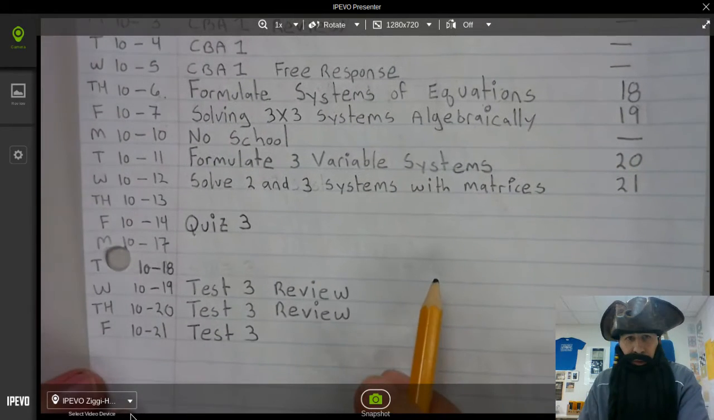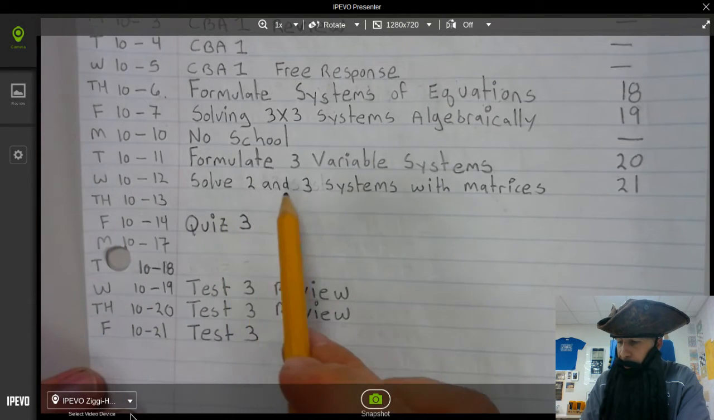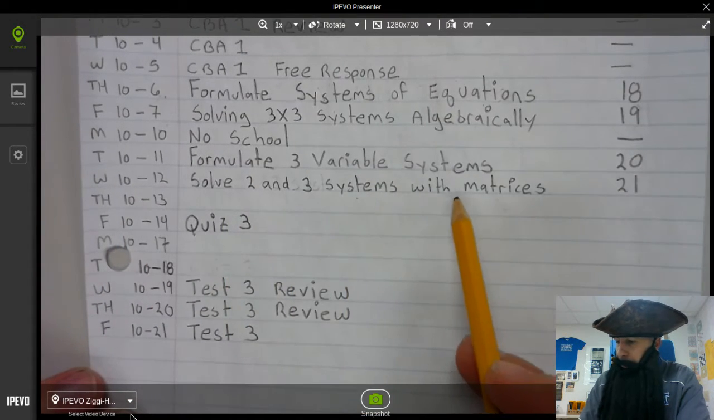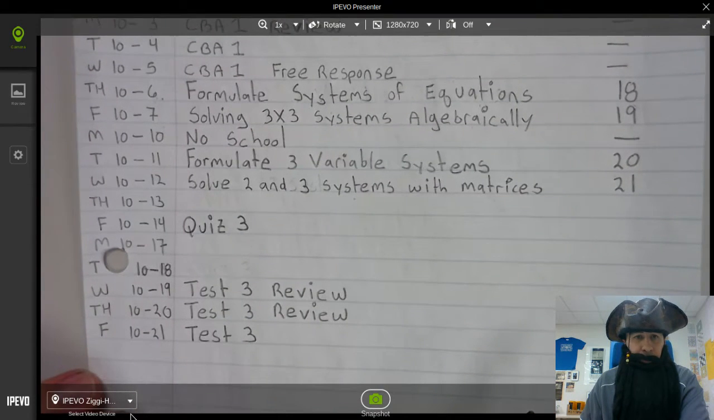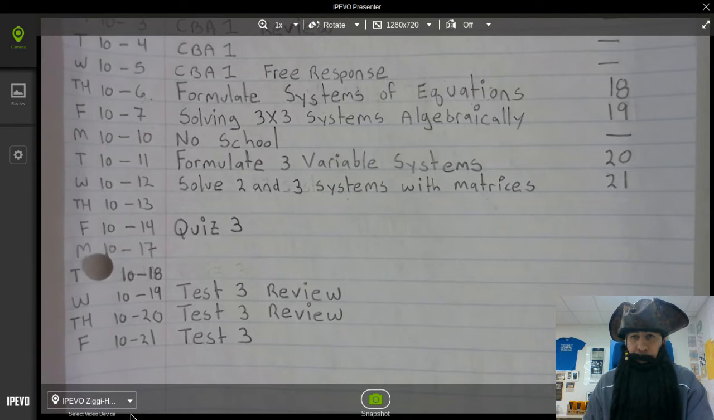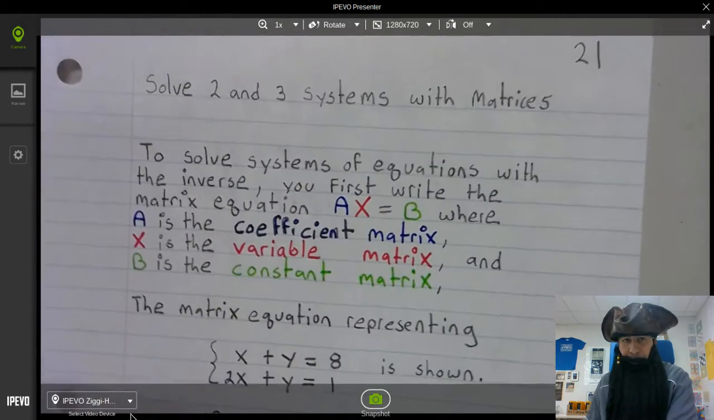All right, so today we're looking at Wednesday, October 12th, solve 2 and 3 variable systems with matrices, and that's going to be on page 21. So if you would, pause the video and update your table of contents. All right, now that your table of contents are updated, let's look at our notes.